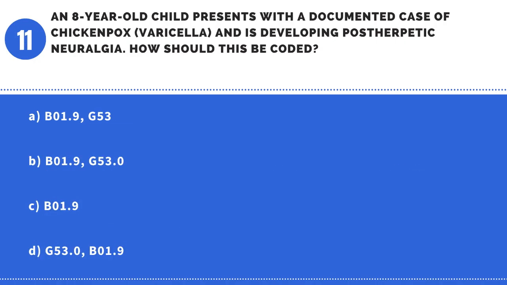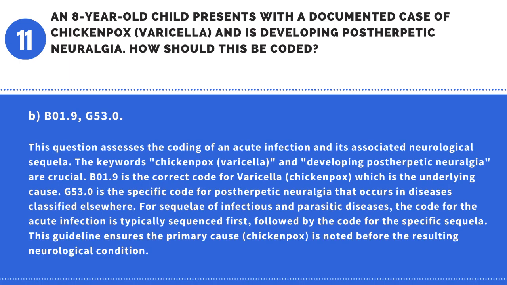Question 11. An 8-year-old child presents with a documented case of chickenpox, varicella, and is developing post-herpetic neuralgia. How should this be coded? A. B01.9, G53. B. B01.9, G53.0. C. B01.9. D. G53.0, B01.9. Answer B.